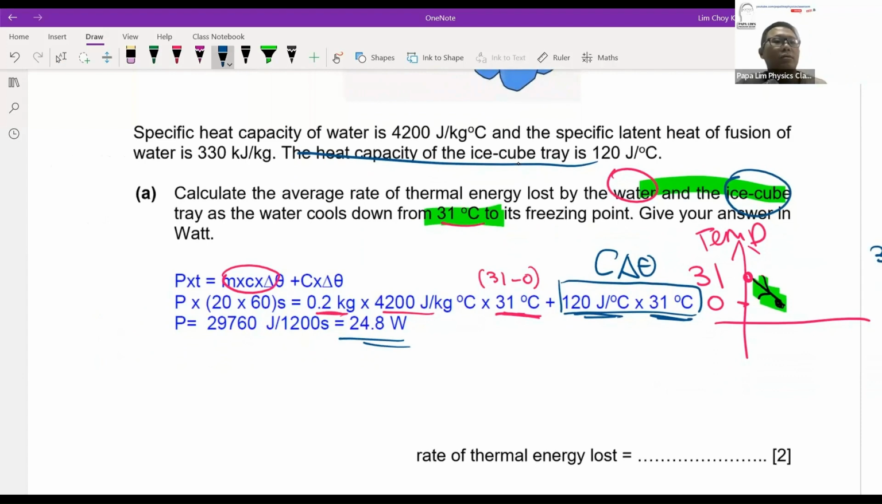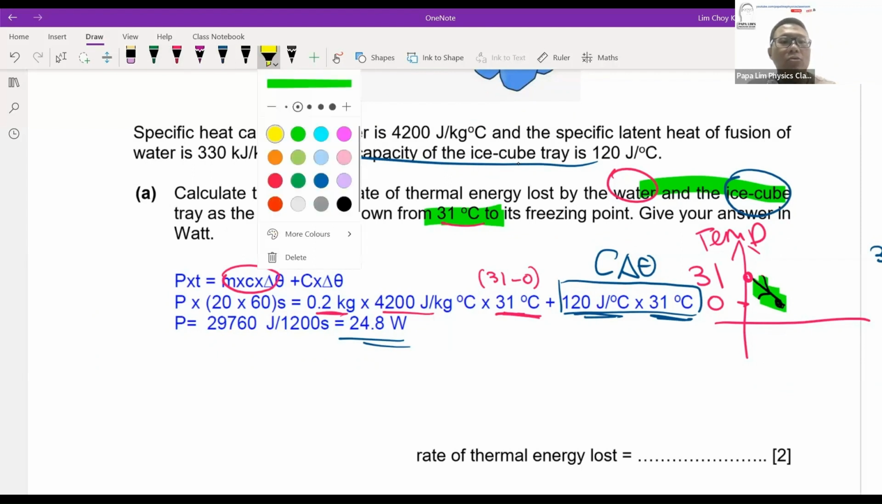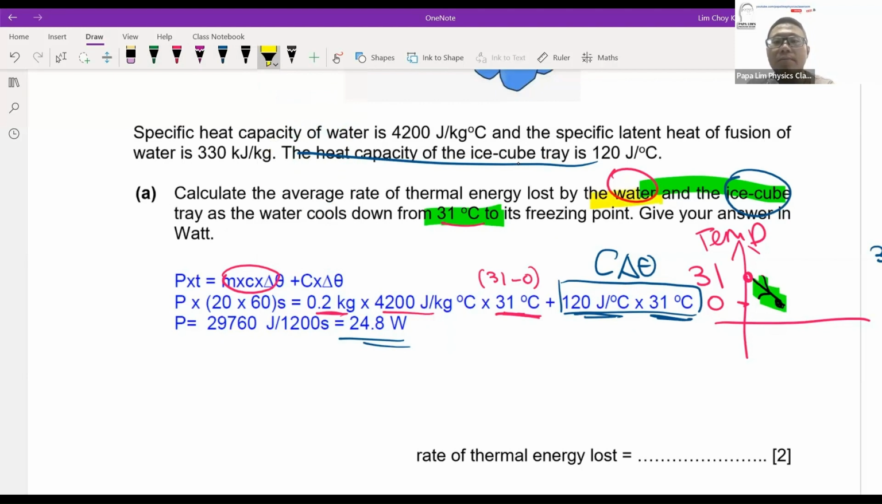Now, one thing to caution students is that there are two particular sections you are looking at. One is the water, and the other one is the ice cube. So you must look at both sections here, the water and the ice cube. And at the same time, both items actually go through the same process, which is 20 minutes.